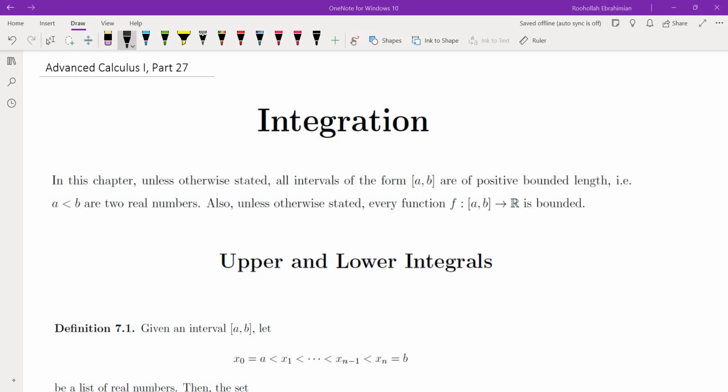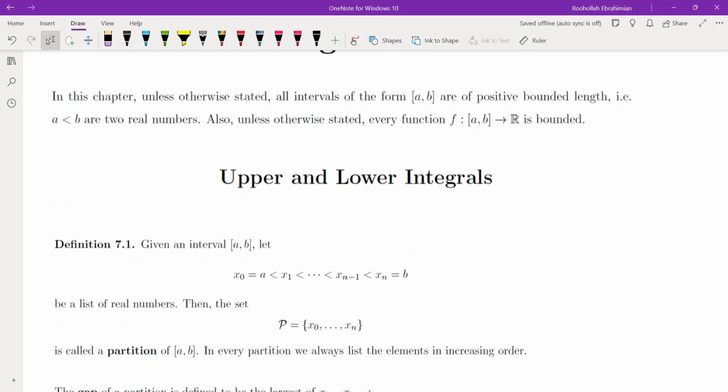Okay, so here is one thing that we're going to keep in mind throughout this chapter. All of our intervals are from A to B and they are all of positive length, so we don't do interval from A to A itself because that would be just a little bit inconvenient. And all of our functions are bounded. When we are dealing with unbounded functions, integrals would be a bit more complicated.